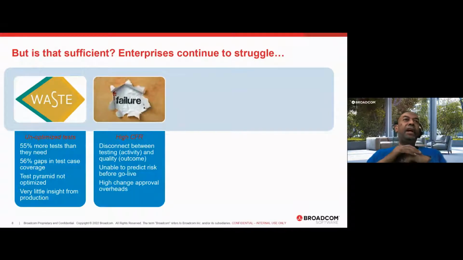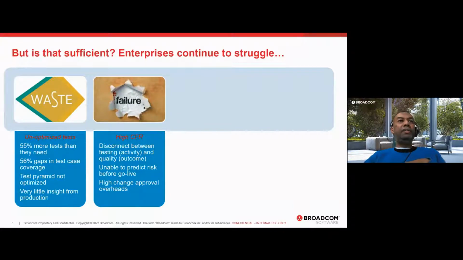We have high CFR. We still see that, right? And what we see here is a disconnect between testing the activity and quality of the outcome. Remember, quality is the outcome and testing is only the activity. So having testing doesn't necessarily mean that your outcomes are guaranteed unless you tweak the testing to make sure the outcomes can be addressed. So we need to know what the outcomes are and how we continuously track to the outcome, and not just be bound by the testing metrics themselves.